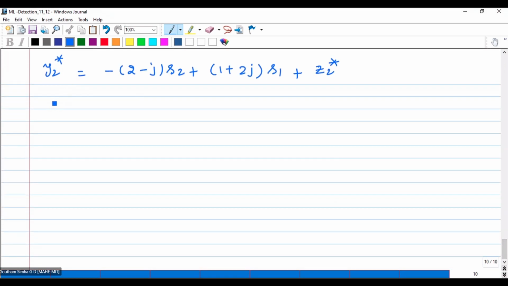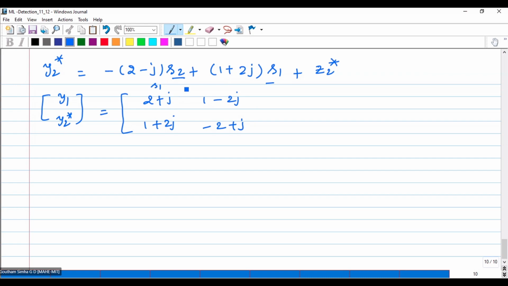Now what is happening here? If I write y1 and y2 conjugate, that will be equal to two code vectors, that is 2 plus j, 1 minus 2j, 1 plus 2j and minus 2 plus j. This is S2, this is S1. So here I am writing it as S1, S2. So be careful while you are organizing things. Okay, this is S1 and S2 plus what I have is Z1 and Z2 conjugate.